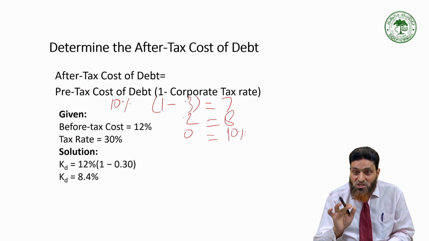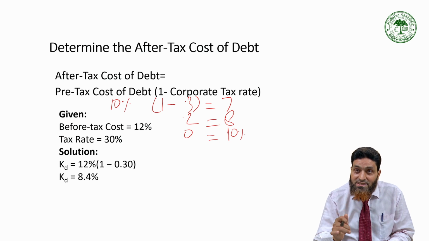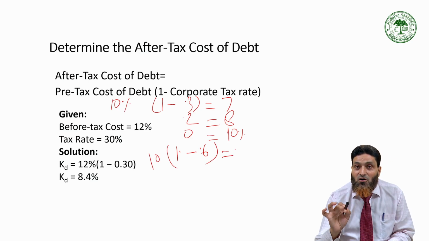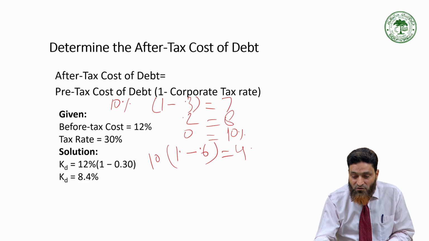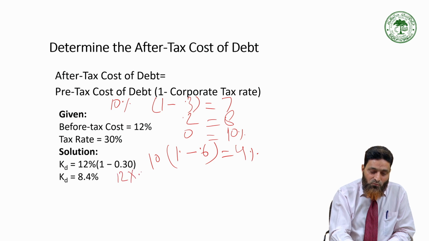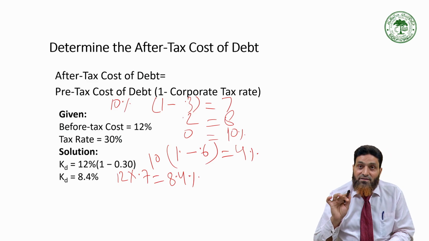It means the cost of debt will be lower from the company's point of view if corporate tax rates are high. For example, in a hypothetical position, the corporate tax rate is 60%. So 1 minus 0.6, so the effective cost, or real cost, or actual cost to the company will be 4%. The same thing has been explained in this example. 12% is the cost, the tax rate is 30%. So 1 minus T, that is the tax rate, so 12 multiplied by 0.7. So 12% multiplied by 0.7 is equal to 8.4%. That is the effective cost of debt.